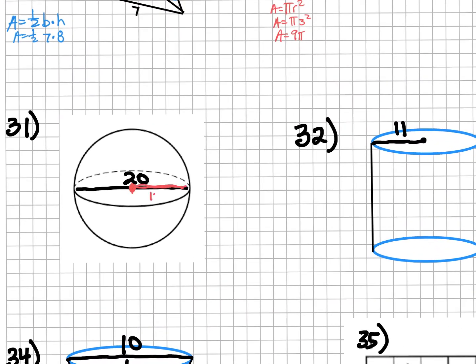All right, number 31, same thing as number 30, except we don't care about the 20. We only care about the radius is 10. So the volume is 4/3 pi, and the radius cubed. The radius cubed is 10 times 10 times 10, which is 1,000. So we've got volume equals 4/3 pi and 1,000. So go ahead and put those in your calculator and see what you get.